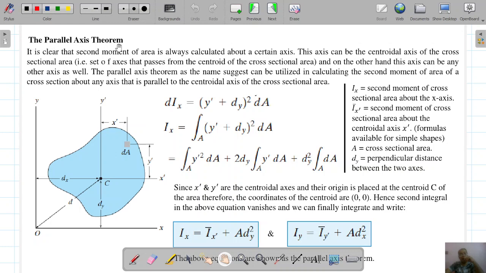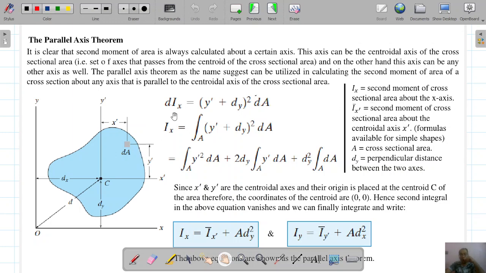The parallel axis theorem. On the other hand, if we have calculated the second moment of area about the y dash axis, but we don't want it on this, we want the second moment of area calculated about the y axis, which is exactly parallel to this. So when two axes parallel to each other are involved, and we want the second moment of area about another axis which is parallel to it, we will be using the parallel axis theorem. So it's very simple.